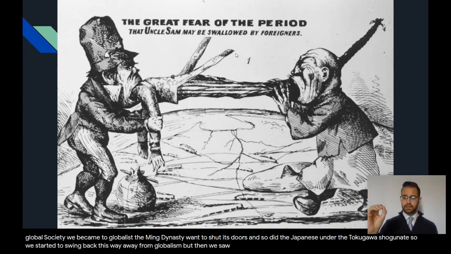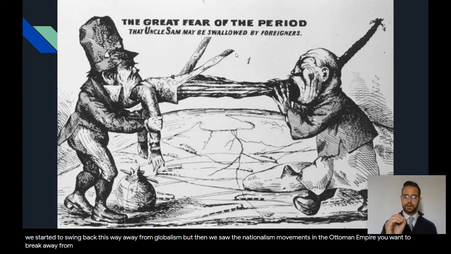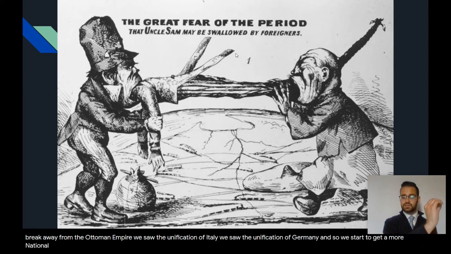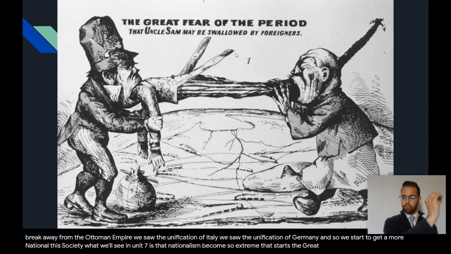But then we saw the nationalism movements in the Ottoman Empire and how all of those different cultures, like Serbia, wanted to break away from the Ottoman Empire. We saw the unification of Italy. We saw the unification of Germany. And so we start to get a more nationalist society. What we'll see in Unit 7 is that nationalism becomes so extreme that it starts the Great War, World War I.